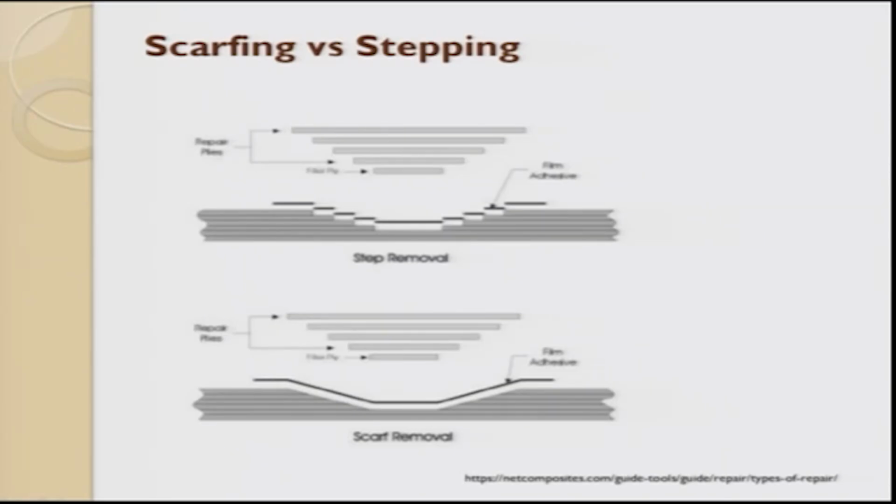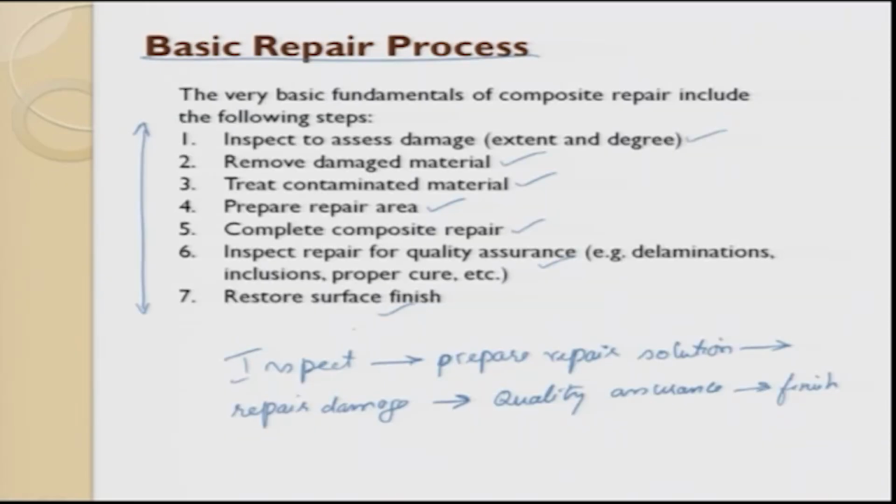So, with this we have studied the different ways of doing repair of composites. So, in repair of composites, these are the steps which are involved, which I would like to repeat. So, inspect and assess the damage, then remove the damaged material, then treat the contaminants if at all there are any, then we prepare the repair area, then complete the composite repair, assess the quality of whatever you have done, and finally, we restore the finish such that you get the best out of it.